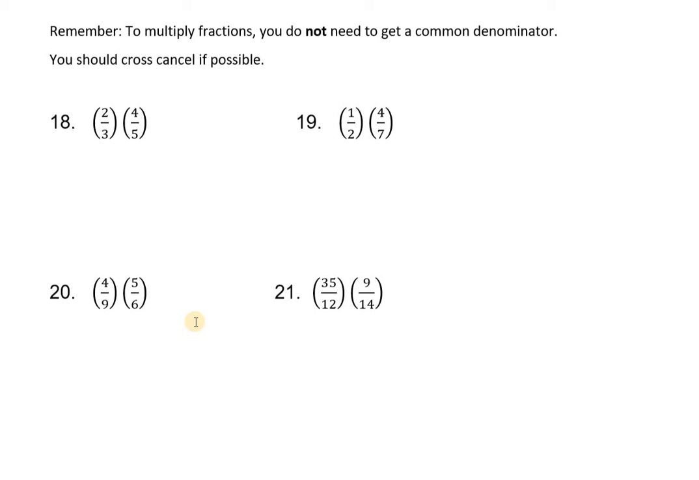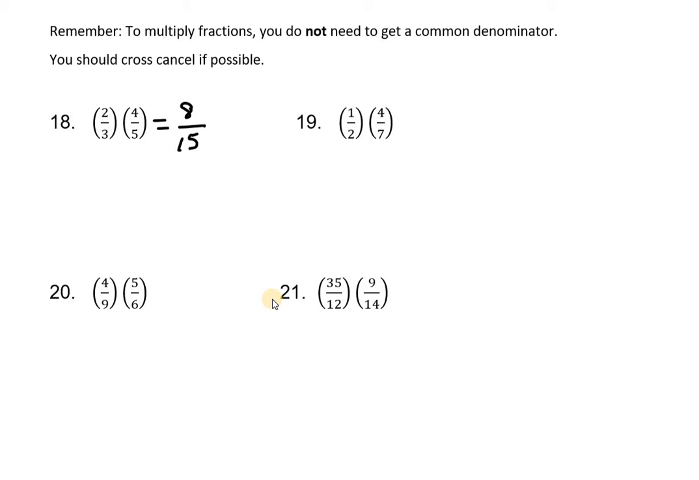Okay, this next part, we are multiplying fractions. And remember, to multiply fractions, you do not need to get a common denominator, and you should cross cancel if possible. Now, problem 18, there's no cross canceling that I can do, which is basically just simplifying your fractions before you multiply. So what I'm going to do here is just multiply straight across. Multiply the numerators. 2 times 4 is 8, and then multiply the denominators. 3 times 5 is 15. Right? And there's nothing you can do to simplify that fraction.